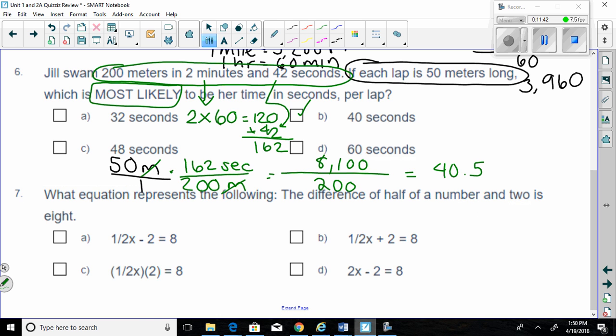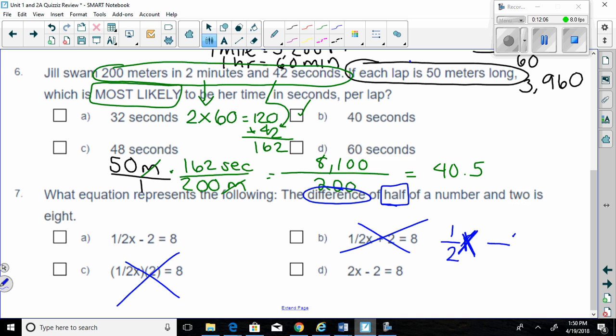All right, what equation represents the following? The difference. What does difference mean? Subtraction. So which ones can I cross out automatically after they're subtracted? Of half the number. How do I write that? 1/2. 1/2 of, and that means multiply, of a number. So the difference of that and 2 is, what does is mean? Equals.